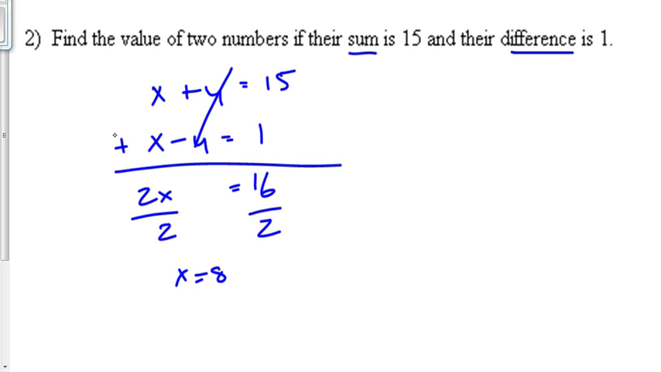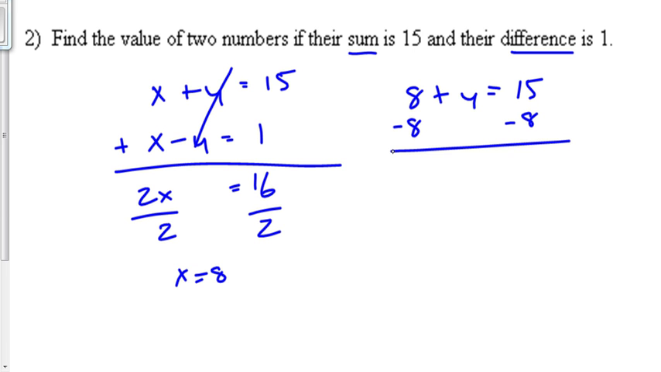And then when I plug that in, I'll do it right here, I'll do 8 plus y equals 15. Get rid of the 8 on both sides. I'm sure you can probably figure out what y is going to be, but go ahead and show the work. And so y is going to be 7. All right, so the two numbers are 8 and 7.